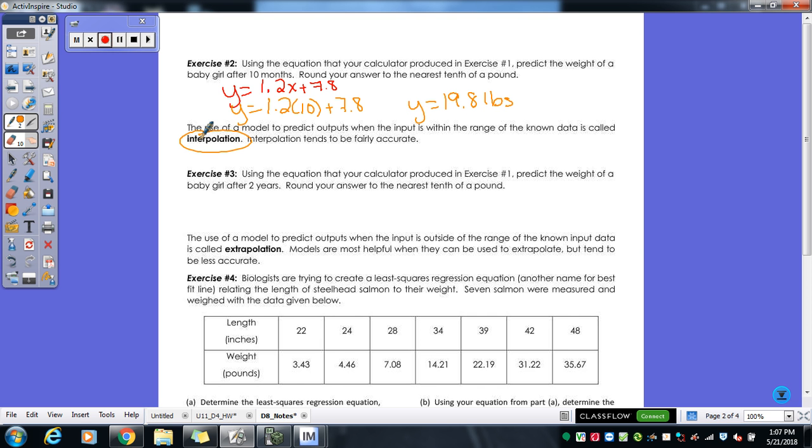So now we're going to use the equation to predict the weight of a baby girl after 2 years. Round your answer to the nearest tenth of a pound. Now 2 years, though, we need it in terms of months. So how many months? 24.